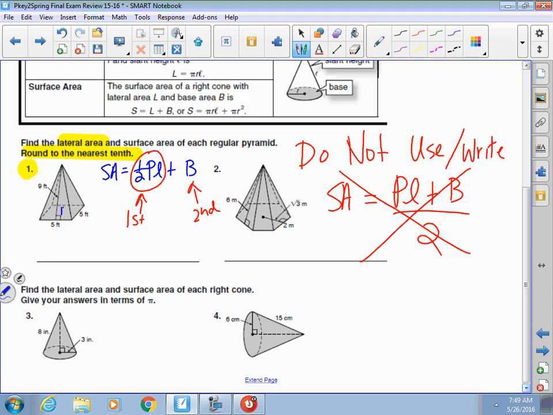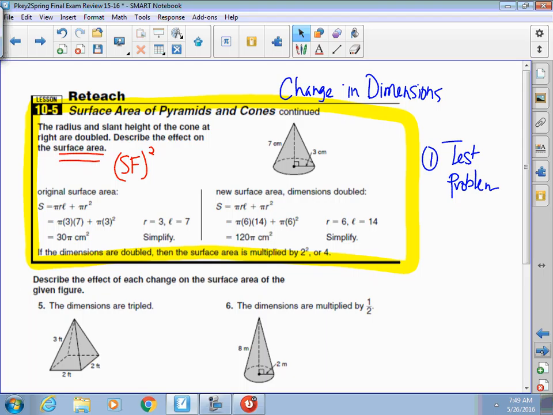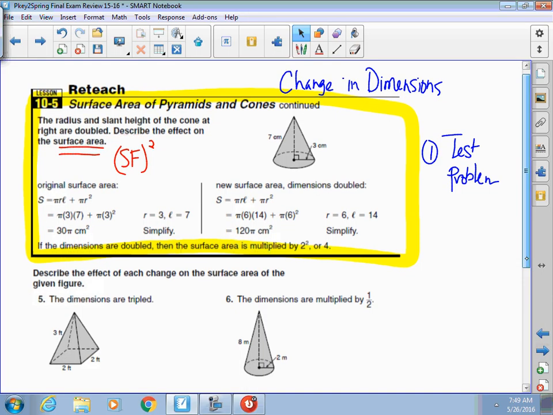Okay, just understand, we know this is our base, our square, and right here is our slant height. So you should be able to plug it in by now. So do that one. You need to understand the perimeter. B is your area of the base. We just finished this unit. I'm not going to go into detail of this, but just make sure you do not do that. All right, and then we have surface area of pyramids and cones.